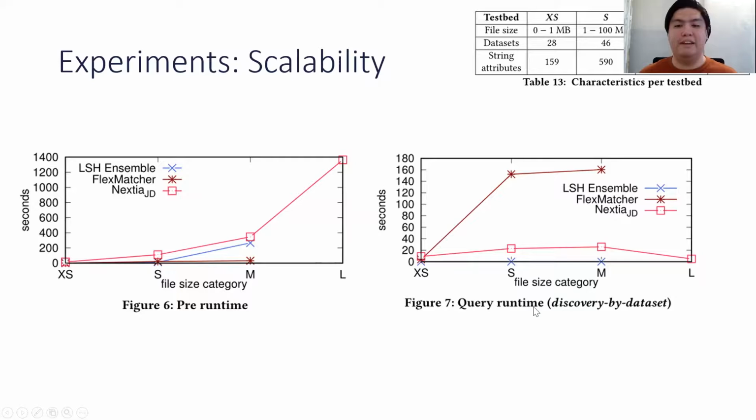For query runtime, LSH Ensemble has the best time. This is because at query runtime, they use queries through hashing. But if a new dataset appears in the data lake, LSH Ensemble requires recreating the hash index again for all datasets, while for NextJD, we just need to compute the profile of the new dataset.